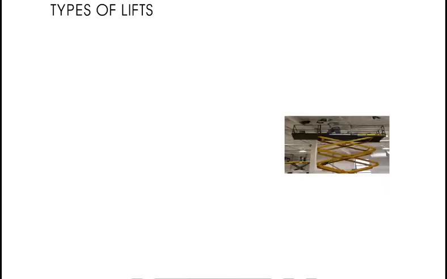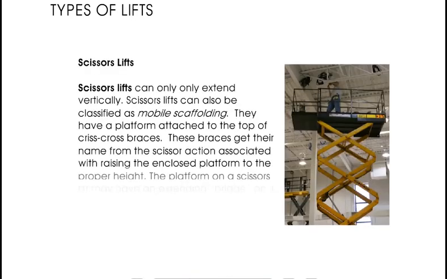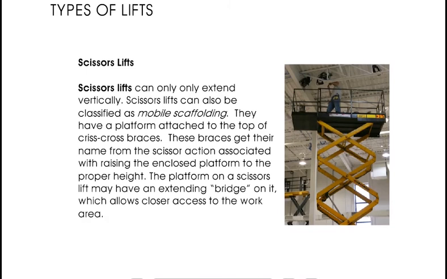Scissors lifts can only extend vertically. Scissors lifts can also be classified as mobile scaffolding. They have a platform attached to the top of crisscross braces. These braces get their name from the scissor action associated with raising the enclosed platform to the proper height. The platform on a scissors lift may have an extending bridge on it which allows closer access to the work area.